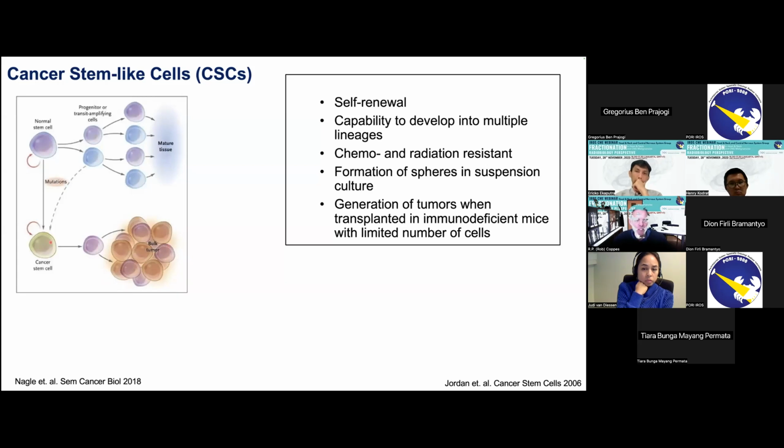So the characteristics of these cancer stem cells are that they can self-renew, that they are capable of developing multiple lineages. They are chemo and radiation resistant, so they can repopulate the cancer after a treatment, and they can form spheres or organoids in culture. And they can then regenerate the tumor in immune deficient mice. So I will show you a little bit how.